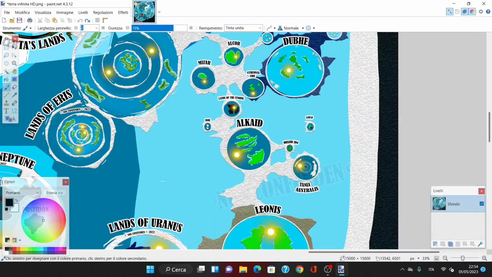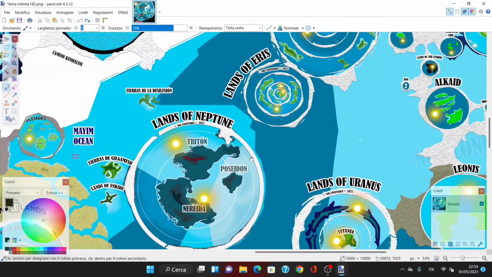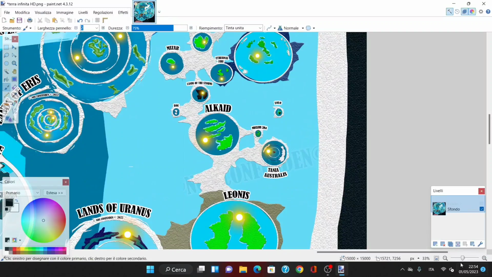For a scale, we can see Alkaid compared to Earth. Let me just get this clear.